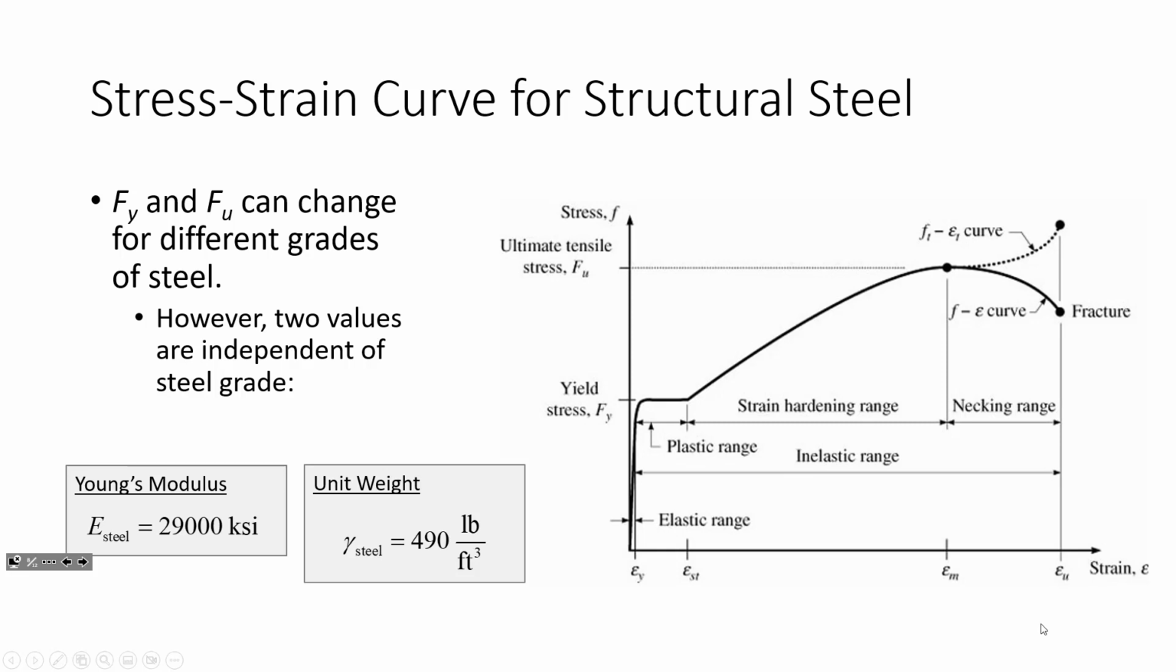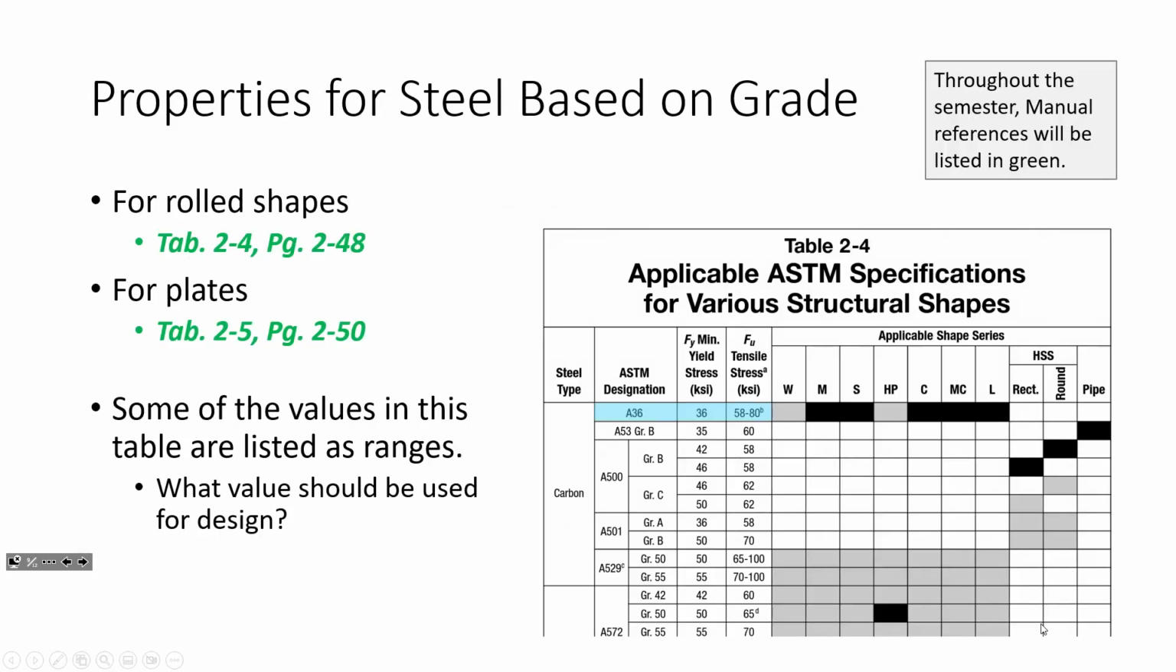Now, what you will find for structural steel is that steel comes in different grades, right? There's A36, A572 grade 50, A992. There's all sorts of different steel products, structural steel products. I don't care what structural steel grade you're looking at, they all tend to have the same Young's modulus and the same unit weight. What changes from grade to grade is your yield stress and your ultimate tensile stress. So we call those terms F sub Y and F sub U, okay? When you look at different grades of steel, that's what changes from grade to grade.